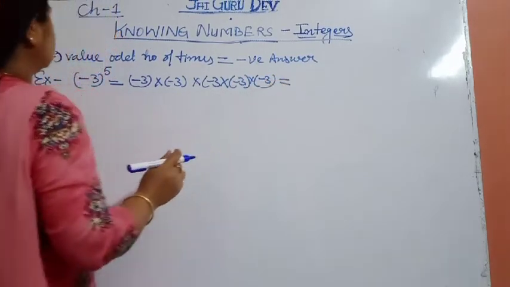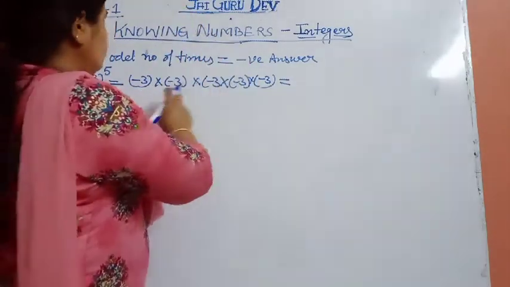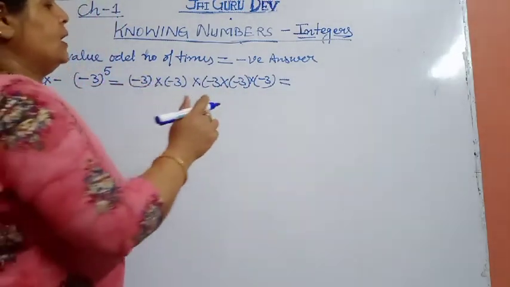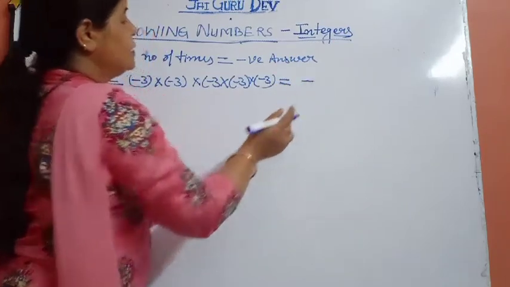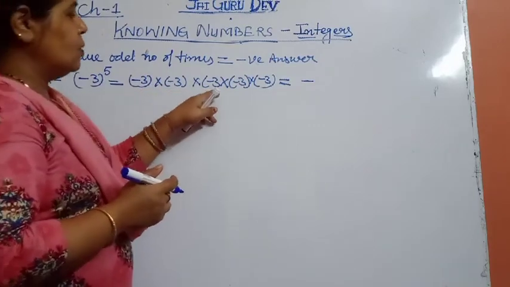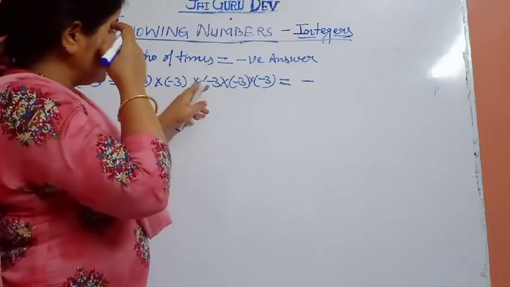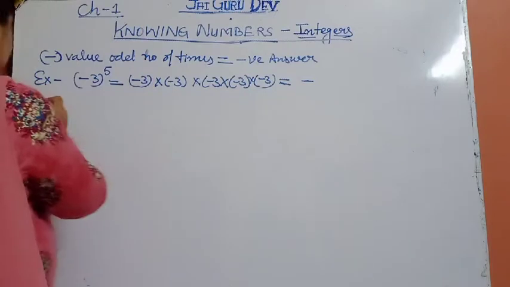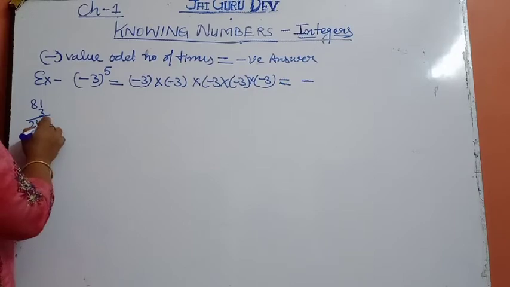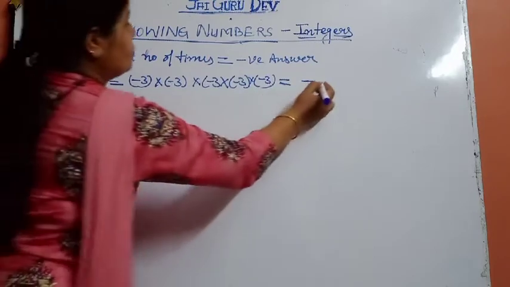What I explained just now is that a negative answer will come. There is no need to think much, you just count them: 1, 2, 3, 4, 5, and all the numbers have a negative sign. Then at that time you just put a negative sign. And the next step, just multiply the numbers. 3 times 3 is 9, 9 times 3 is 27, 27 times 3 is 81, 81 times 3 is 243, and 243 times 3 is 729.